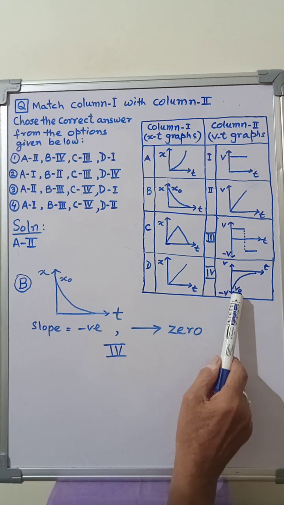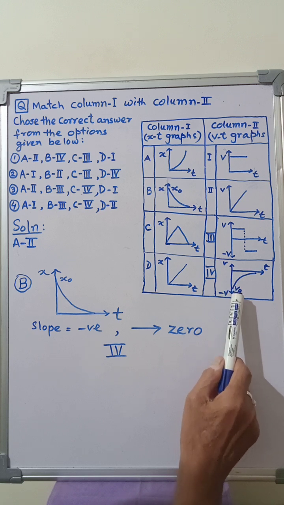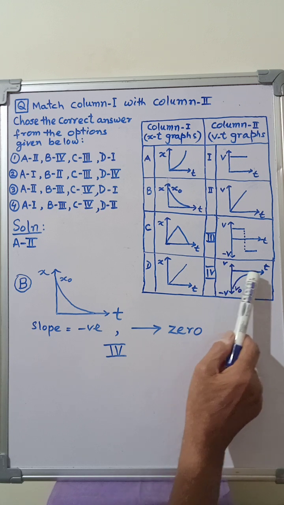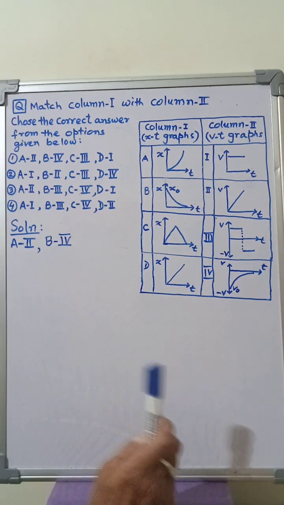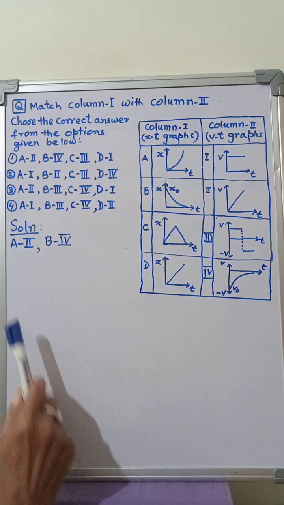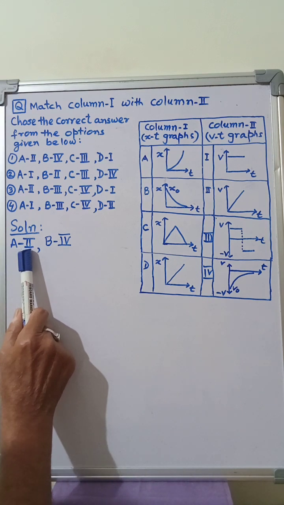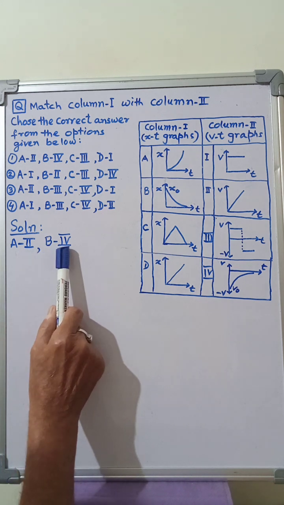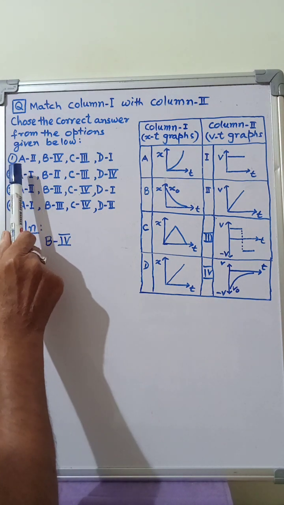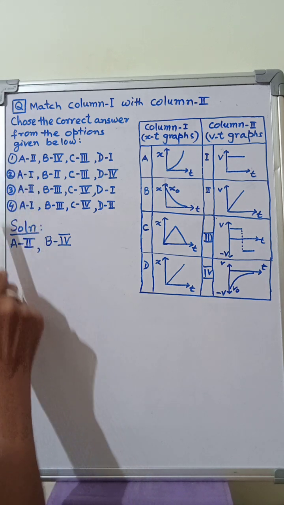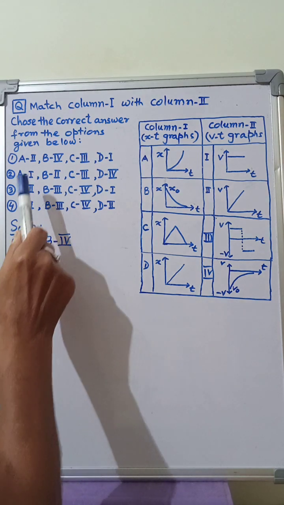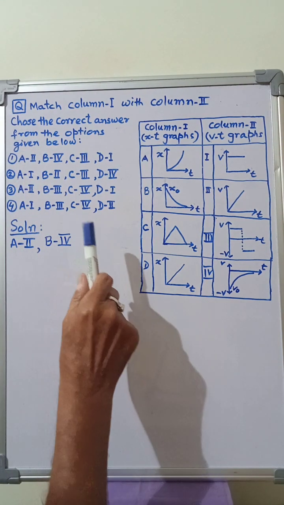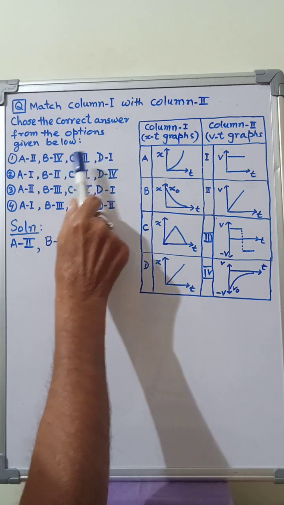Here also you can see that the velocity initially at time t is equal to 0, the velocity v0, is maximum negative and it approaches 0 value. From this itself, we can answer the question, because A having option 2 and B having option 4, there is only one option here, 1, which has got this combination A2 and B4. Therefore, 1 has to be correct, but we will try to understand how the other two, C and D, match with the VT graphs.